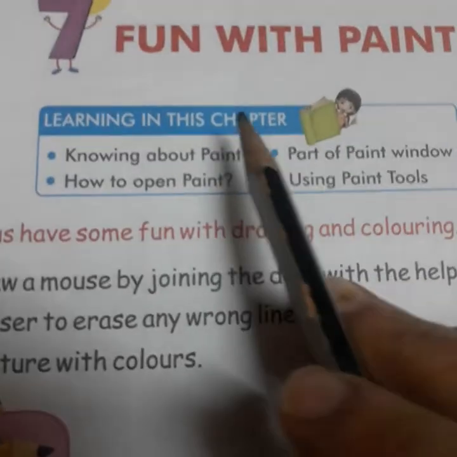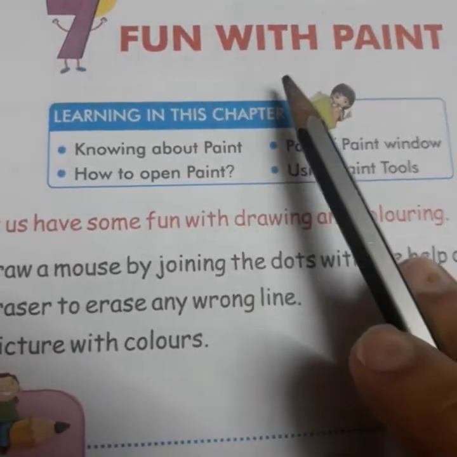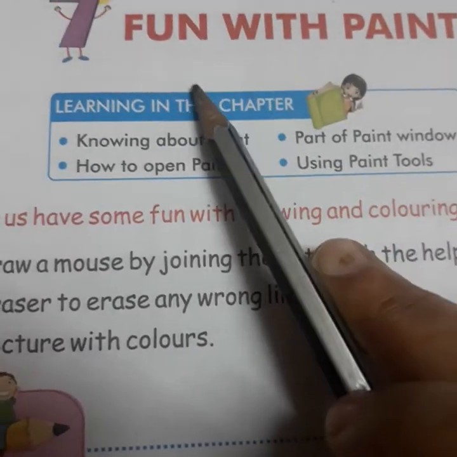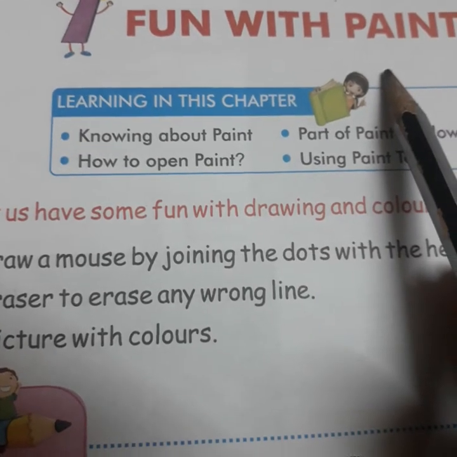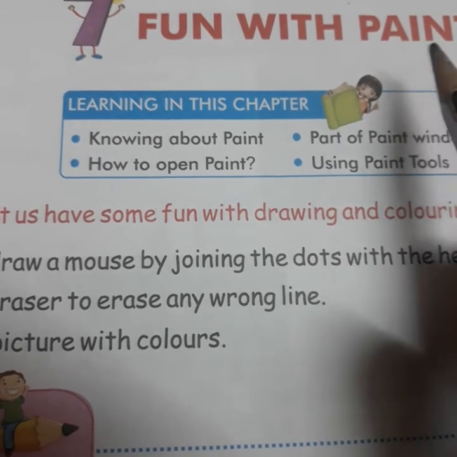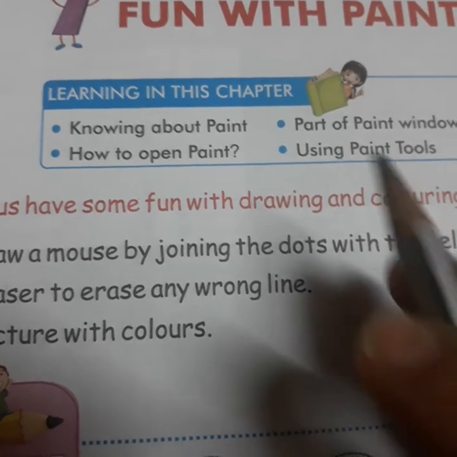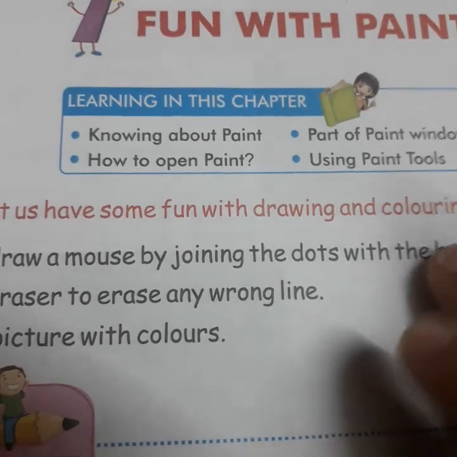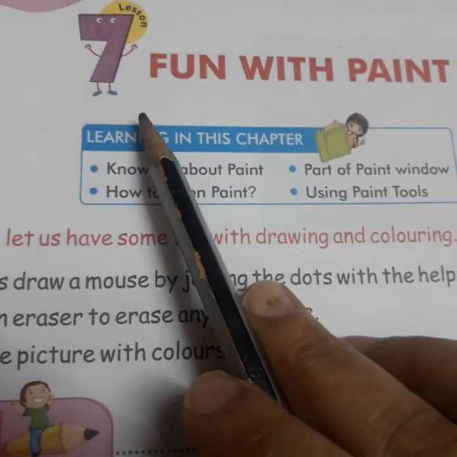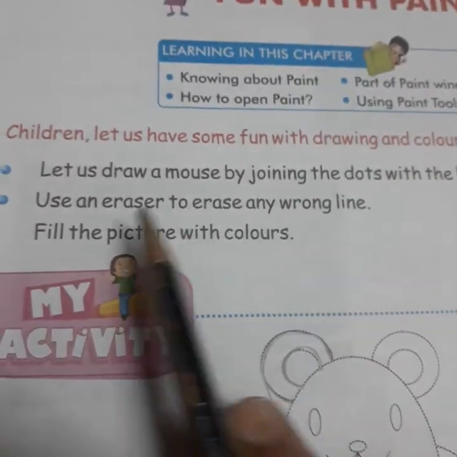Hello children, in our ICT class today we'll read chapter number 7, Fun with Paint. Remember in the last class you tried making a few drawings in the paint program. So the same thing we are going to read from our book today. It is chapter number 7, Fun with Paint.